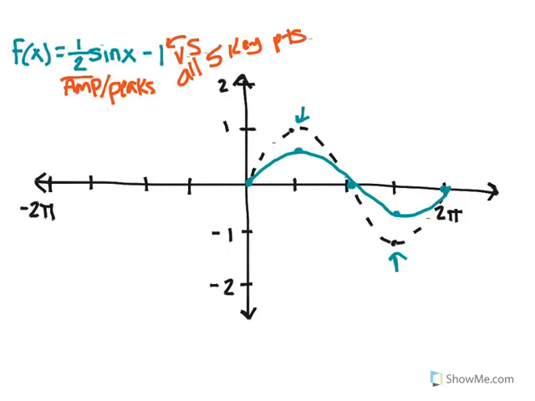transformation. Okay? So now what we're going to do is we are going to take all of this and we're going to take care of the vertical shift now. So I'm going to take all of my 5 key points and they are going to all move down a whole unit. So my beginning point at 0, 0 is going to go to -1 down here. My maximum, which is at +1/2, is now going to be at -1/2.